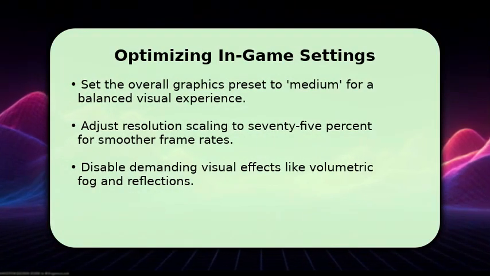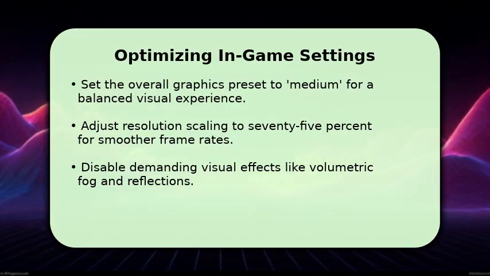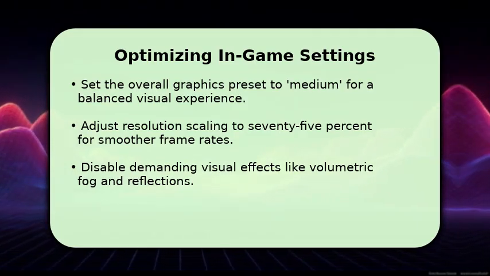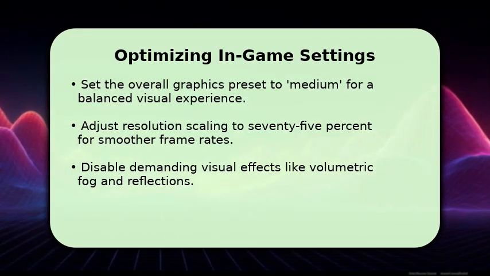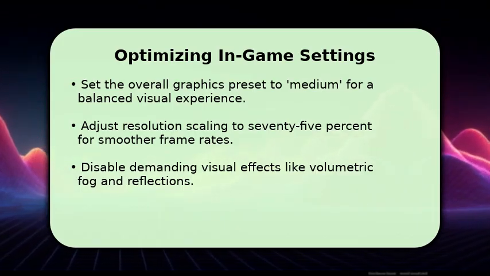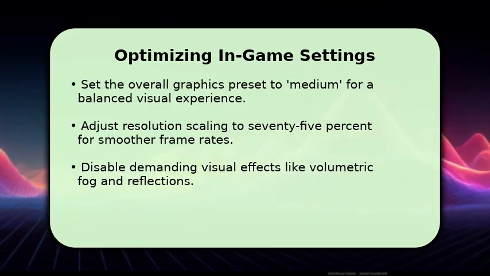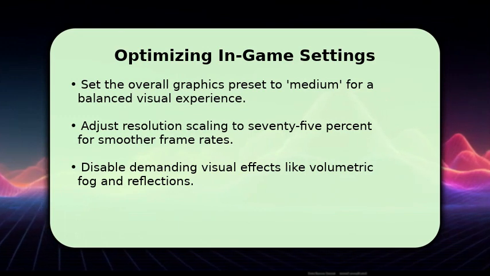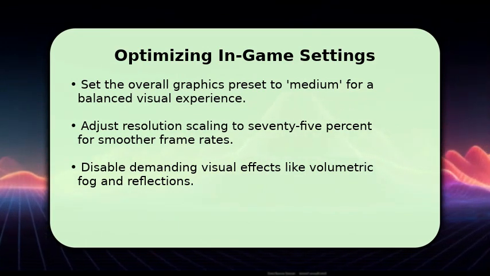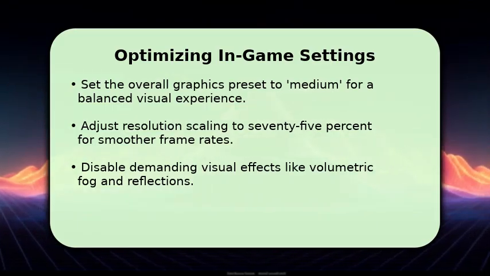To achieve the best performance, optimizing in-game settings is key. Start by setting the overall graphics preset to medium to balance visual fidelity with frame rate. Consider adjusting the resolution scaling down to 75%. This significantly boosts performance without a drastic visual impact. Additionally, disabling highly demanding effects such as volumetric fog, water reflections, and shadow quality can provide a substantial increase in your average frame rate, aiming for a consistent 30 frames per second.